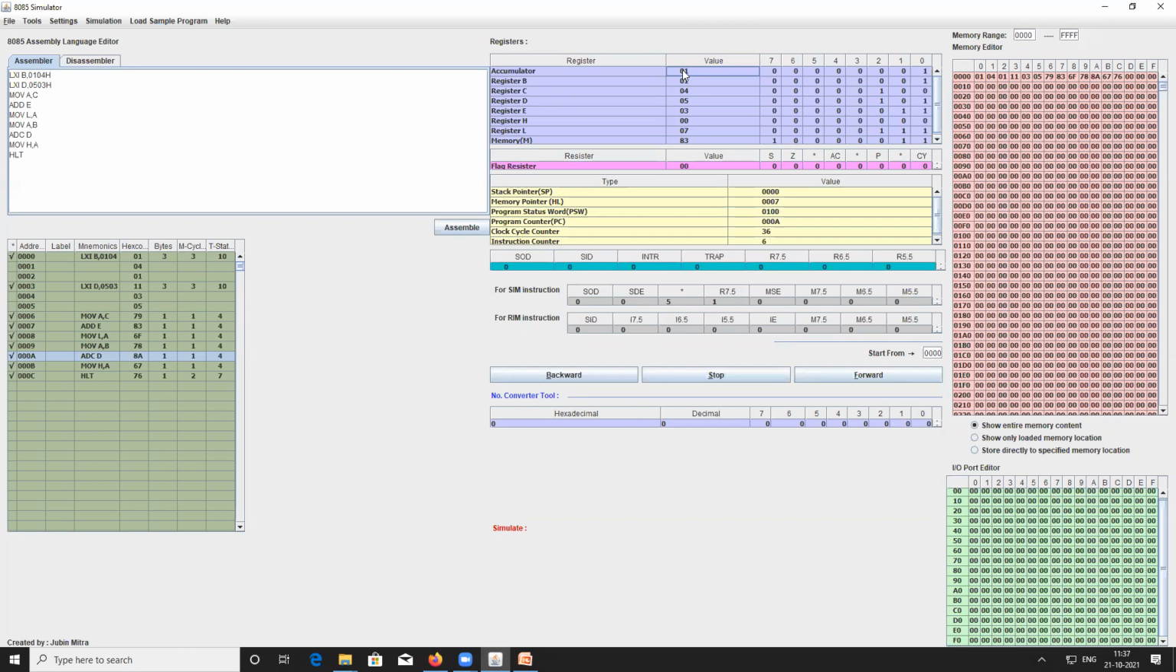Okay. After 01, you have to add D. D contains the value 05. 05 plus 1, you will get 06, and 06 is stored into the accumulator. Okay. Then what happened?